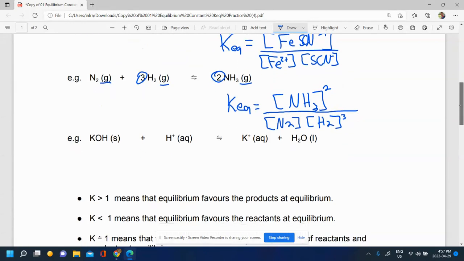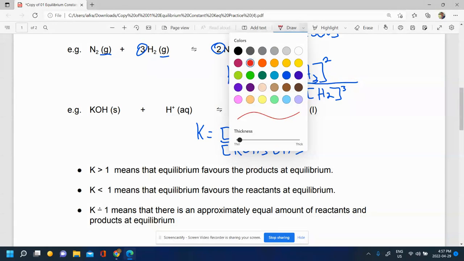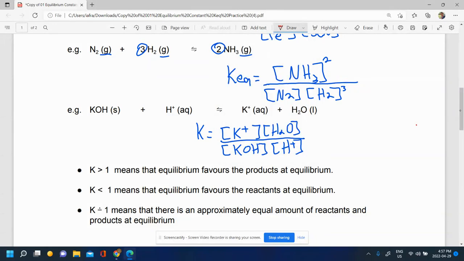And now we will do our final example here. You'll notice that we can write K, you can put EQ, I'm just not going to write it this time, is equal to K+ times H2O over KOH times H+. Now, if you did that, you're actually wrong. And I'm wrong too. I made a mistake here. That's okay. Let's take a look at what mistake that was.